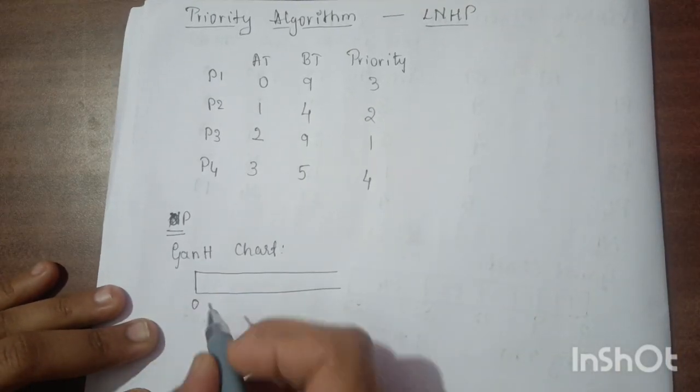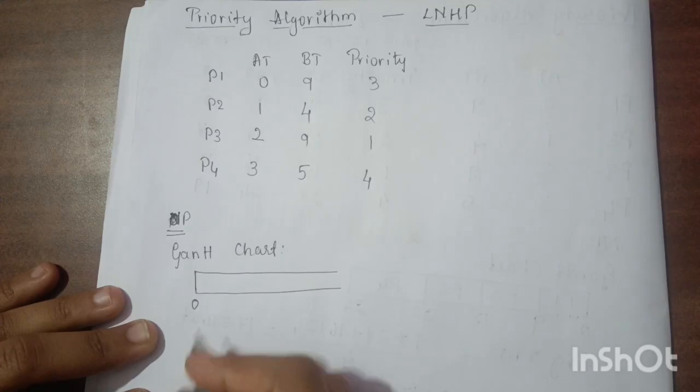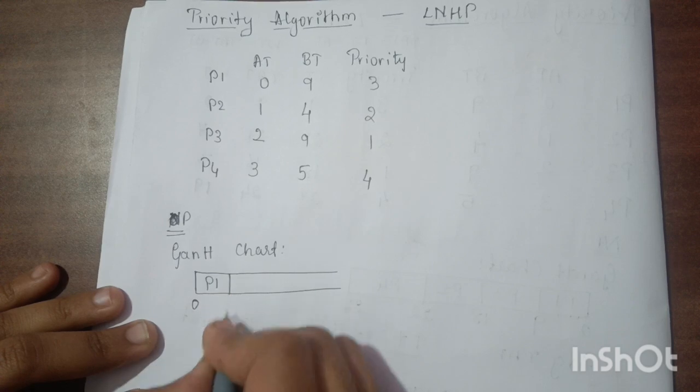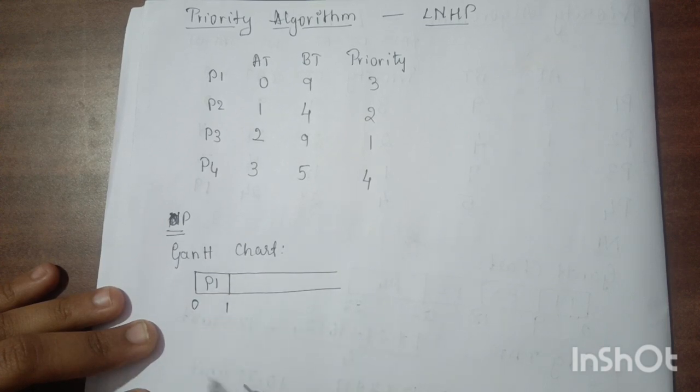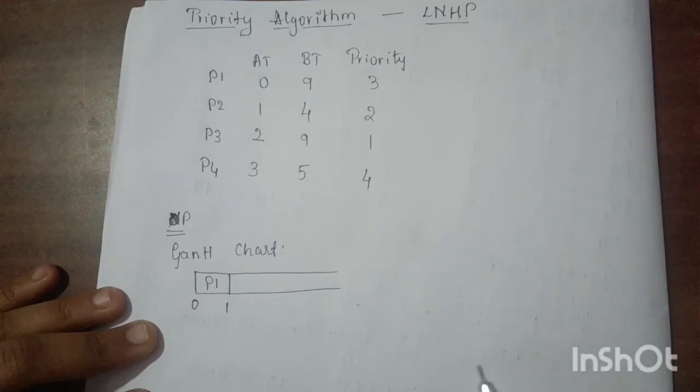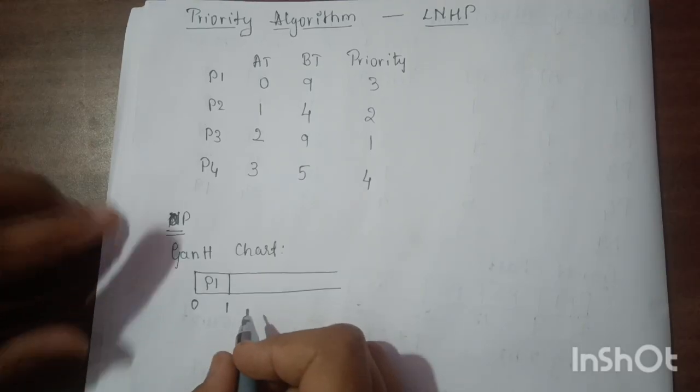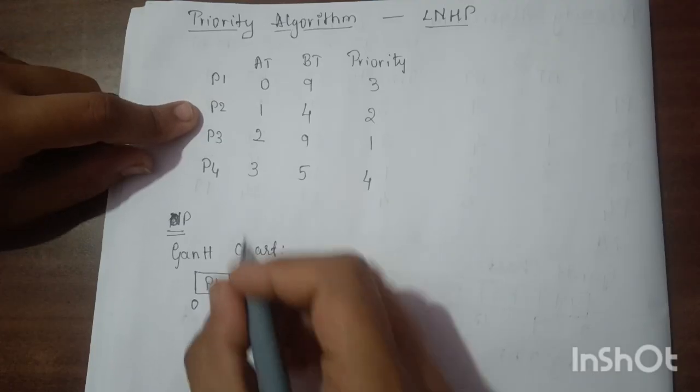Now at 0 we know there is only one process that has come, that is process P1. Now as it's the preemptive method, I will be going to 1 second, so that I can see which process has come and forcefully make that process execute instead of the previous one. Now process P2 has come at 1 second.